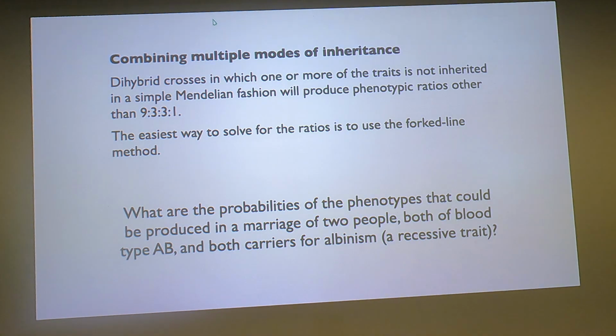So here's a problem. What are the probabilities of the phenotypes that could be produced in a marriage of two people, both of blood type AB, and both are carriers for albinism? So remember, albino is a recessive trait. So we're again just going to be doing a dihybrid cross. The two loci we're concerned about are the ABO blood group locus and this pigmentation locus. But again, you just take them apart piece by piece, and it will fall out fairly easily.